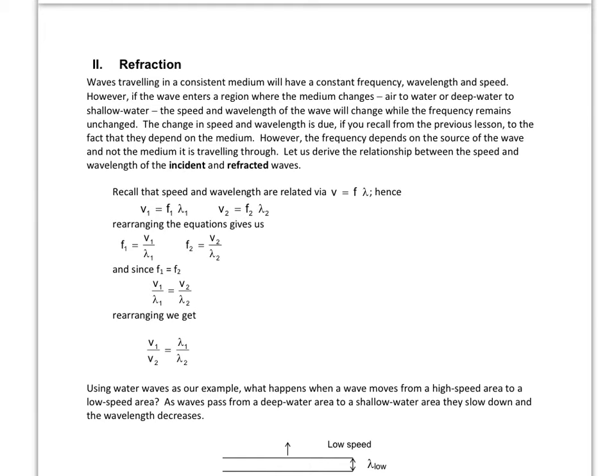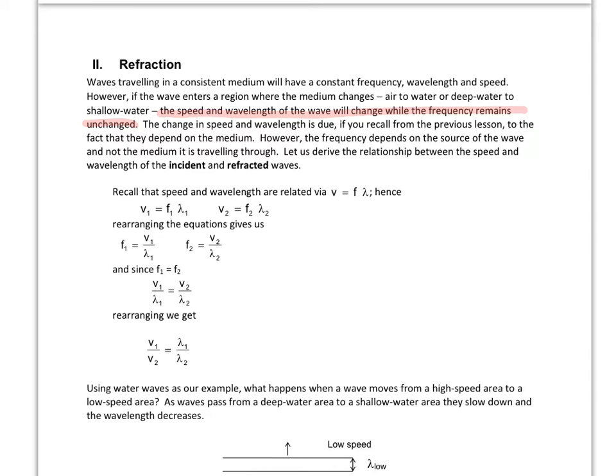So waves traveling in a consistent medium will have a consistent frequency, wavelength, and speed, meaning they're traveling through rock or through air. The medium doesn't change. We don't go from one type of rock to another or more dense to less dense air. However, if the wave enters a region where the medium changes, like air to water or deep water to shallow water, the speed and wavelength of the wave will change while the frequency remains unchanged.